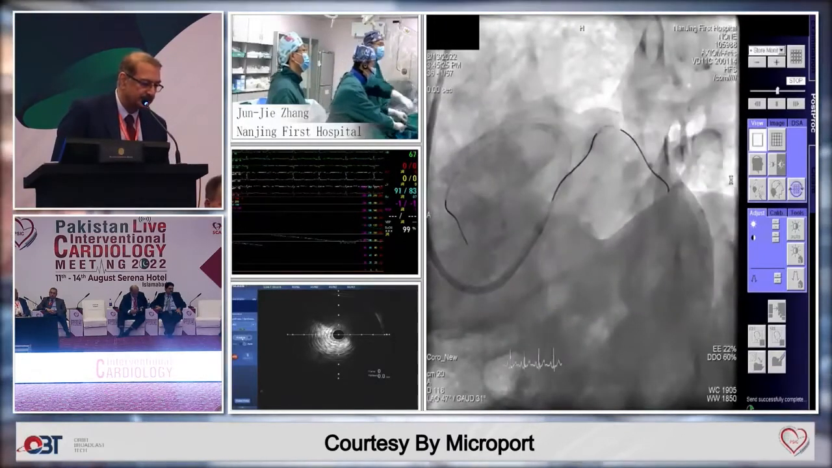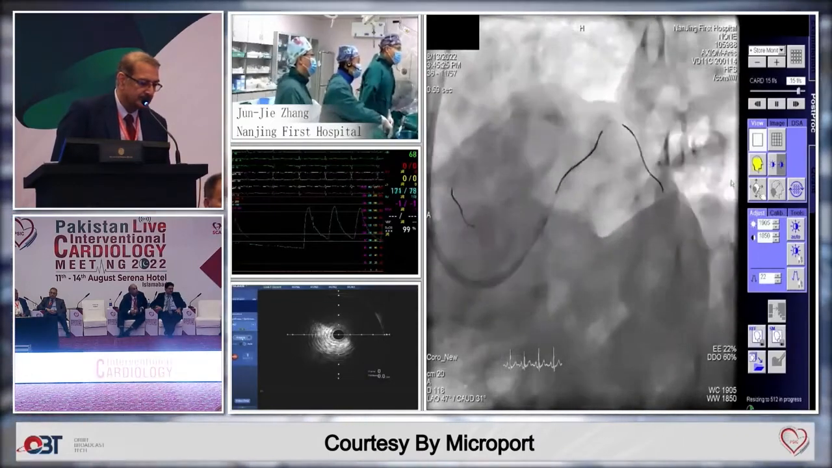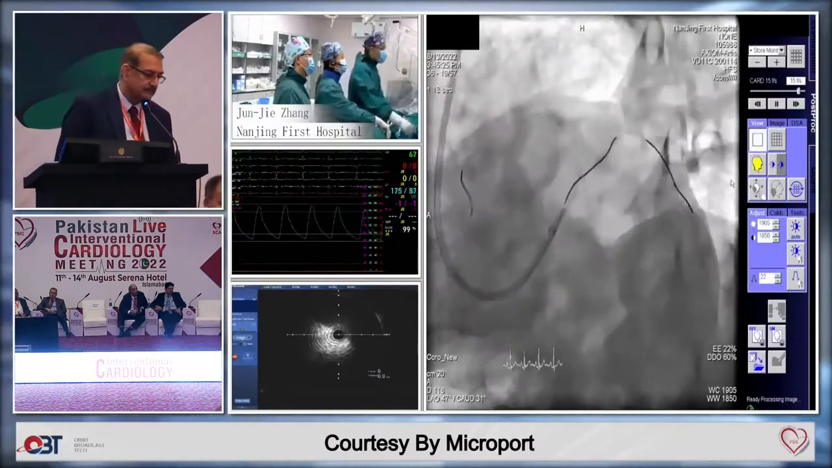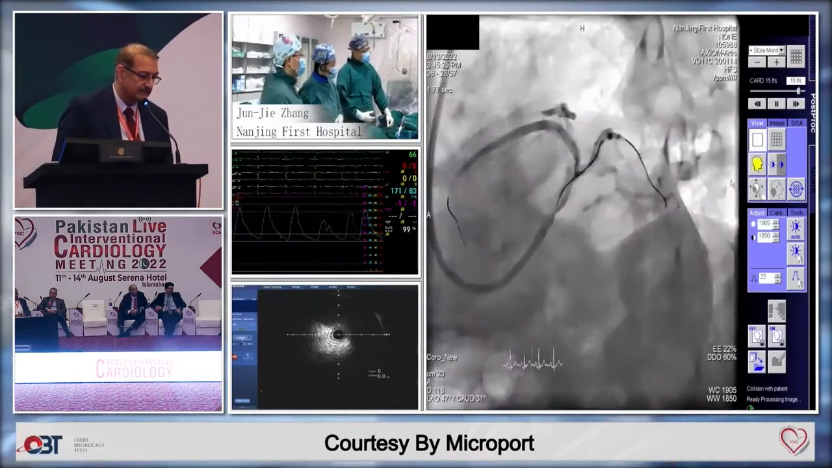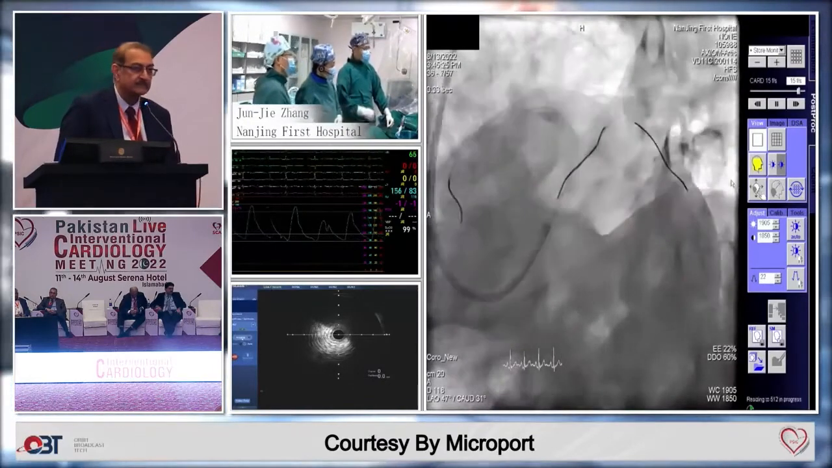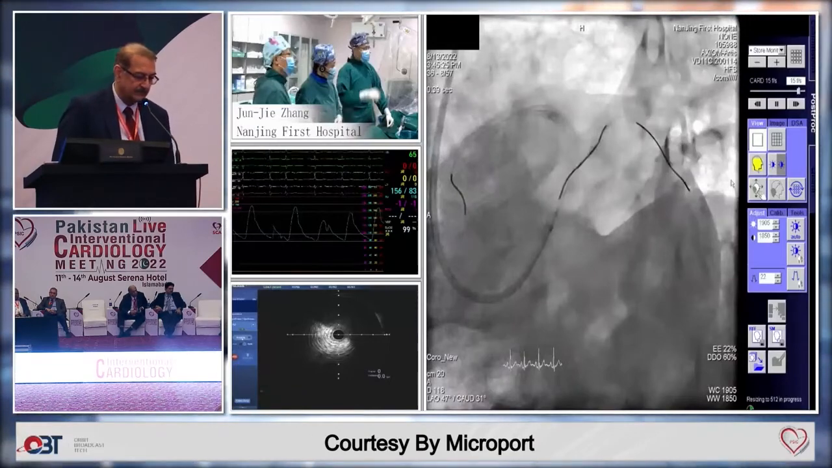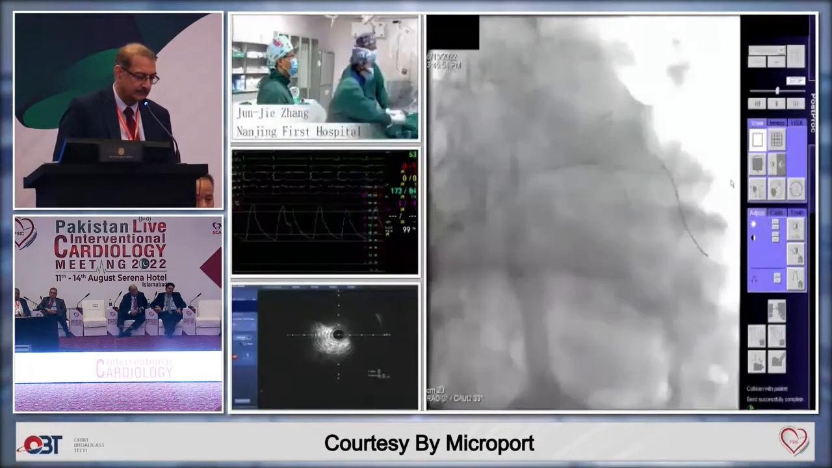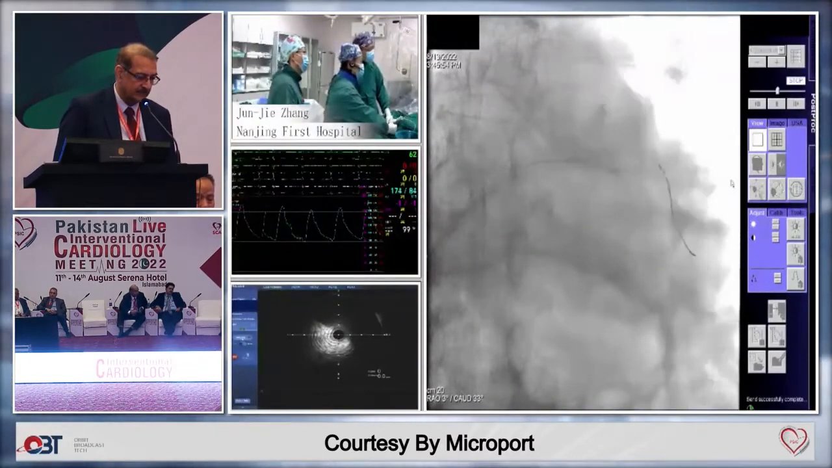So actually, I use a third wire to rewire the circumflex. At this time, from this angle, I'm not sure it's from the proximal cell, so I will go to another view to check that the wire goes through the proximal cell to the circumflex. It's very, very important for the DK crush. The two-step wire to the side branch should come from the proximal cell. Avoid the distal cell. Otherwise, the wire will go under the stent structure.